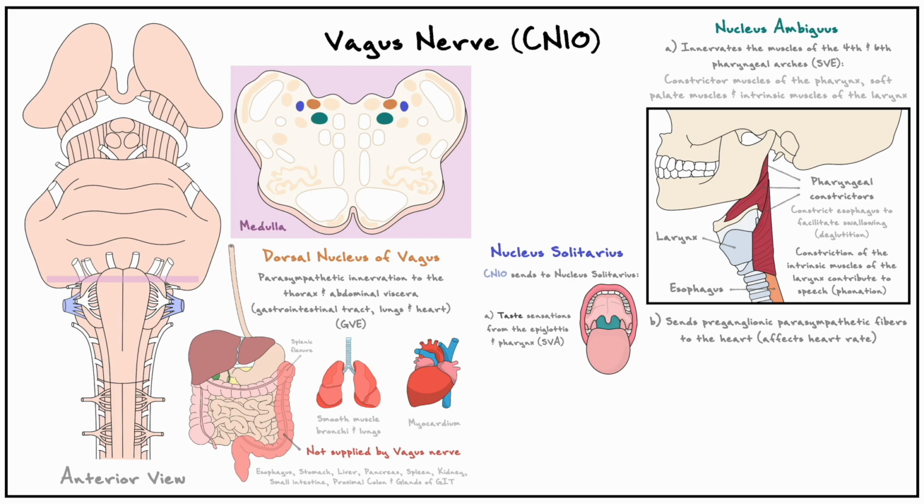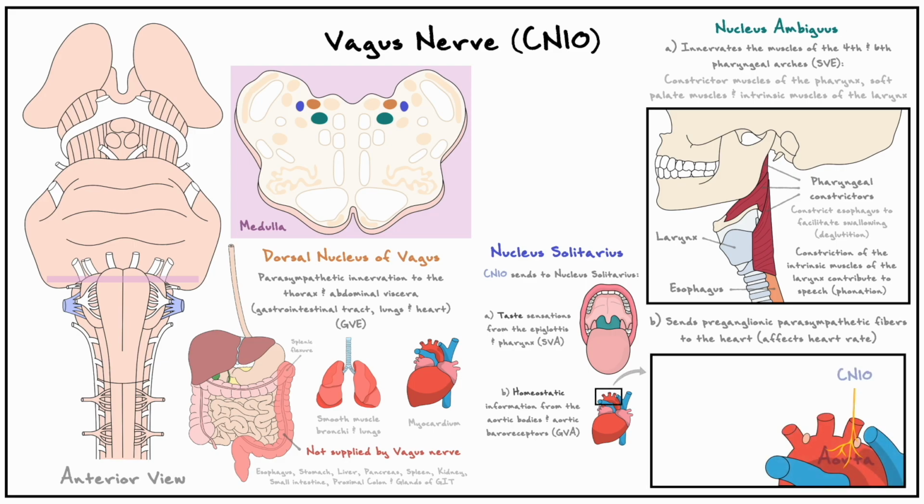The second sensory signal that the vagus nerve carries to the nucleus solitarius is homeostatic information from the aortic bodies and baroreceptors. These structures are located at the aortic arch, which is the portion of the aorta that leaves the heart. Much like the carotid body and sinus, the baroreceptors and chemoreceptors that the vagus nerve innervates respectively signal information about blood pressure and about the partial pressures of oxygen and carbon dioxide in the blood and its pH. In addition to these sensory signals, the nucleus solitarius also receives visceral sensations, with the exception of pain, from the internal organs.